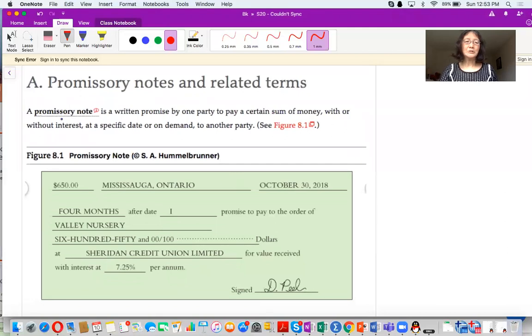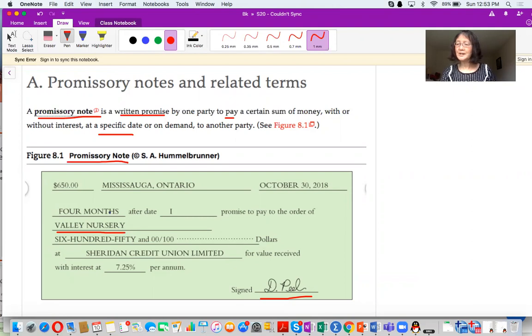A promissory note is a written promise by one party to pay a certain sum of money, with or without interest, at a specific date or on demand to another party. For example, this is a promissory note. In this note, the maker is D. Paler, and D. Paler will pay the payee, Valerie Nursery.